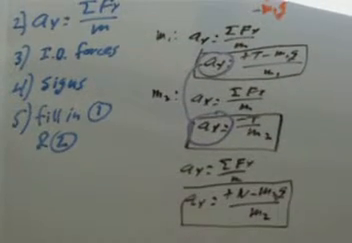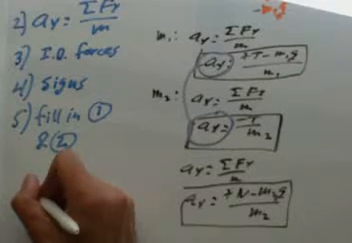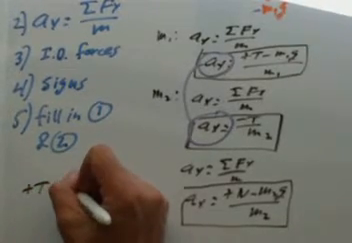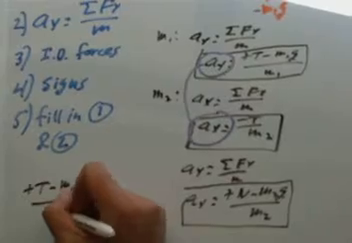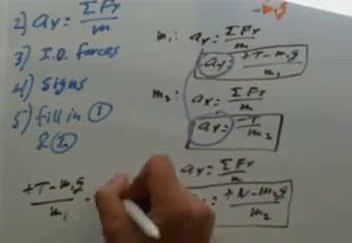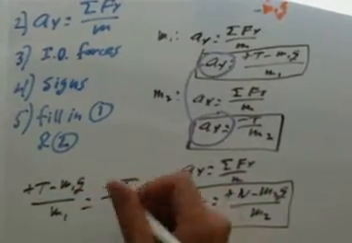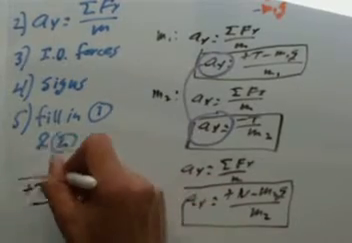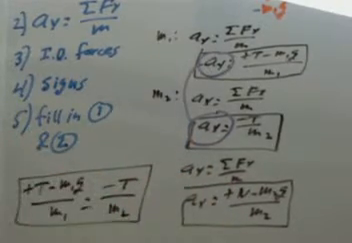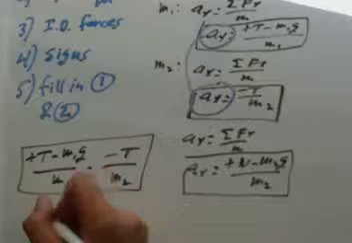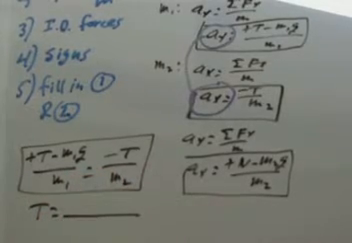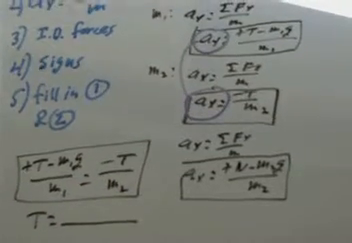So I'll go ahead and just equate the two equations over here on the left. I'll just say that plus T minus m1g over m1 is equal to minus T over m2. And I can put a box around this. So what you can do now with just basic algebra is solve this for T, and that will give you the tension in the rope. There's your first answer right there.